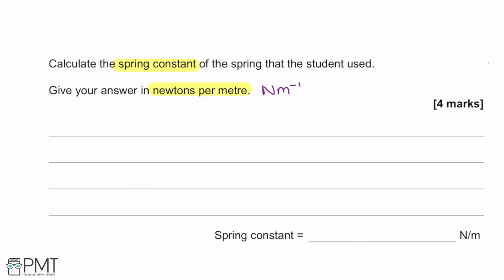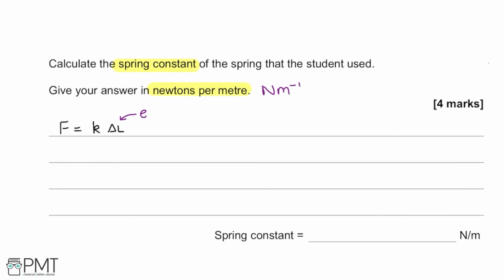So I'm going to start off here with the equation that we had in the previous question. So we worked out that F, the force, is equal to K, the spring constant, multiplied by delta L, which is the extension. Sometimes delta L might just be written as E, but either way, that's going to work just fine. So now I can basically substitute in my values from the previous question.